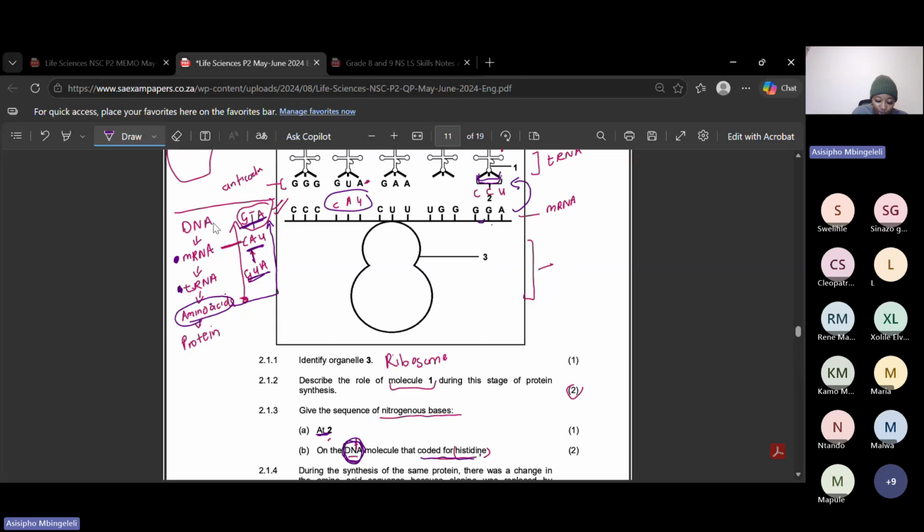So this is the sequence. We move from DNA, messenger RNA, transfer RNA, amino acid, and a protein. It depends what they've asked you. They can give you this and ask you for that. So you need to move twice, depending on the diagram that you are given.